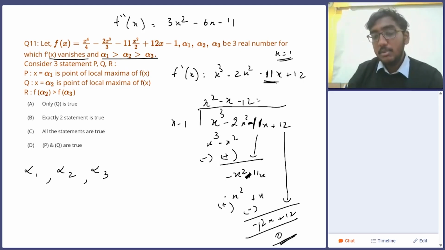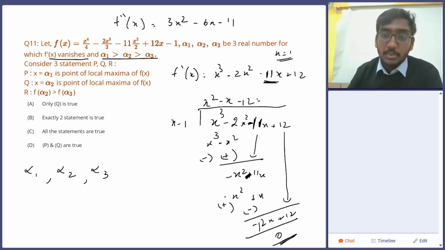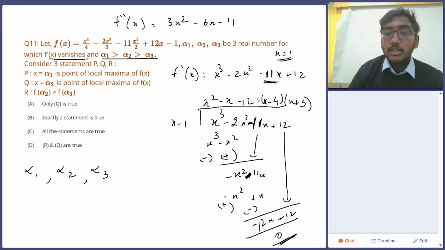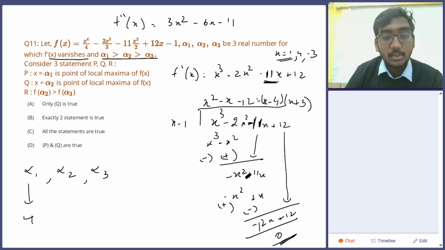You can further simplify it into two linear factors. How will you split the middle term? It will be x minus 4 into x plus 3. So 4 is one solution. 1, 4 and minus 3 are the roots. It is given alpha 1 greater than alpha 2 greater than alpha 3. That means this is 4, this is 1 and this is minus 3.